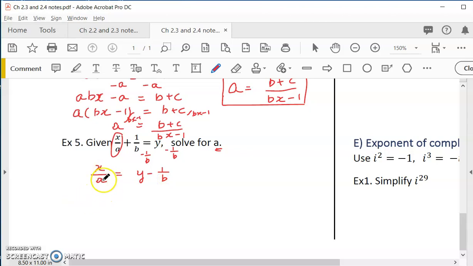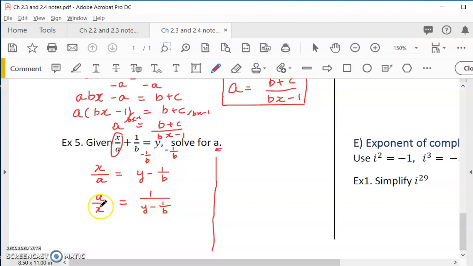Now, this a is in the denominator, so it is hard to process. So the best way to do this is to flip it over so the a is in the top, right? So let's do a flip over. There's another way to do this. Maybe I'll try to give you another alternative. But I like to do it this way, because a over x is the reciprocal of this, y minus 1 over b. Okay, do not just reciprocal individually. You have to reciprocal the whole thing.